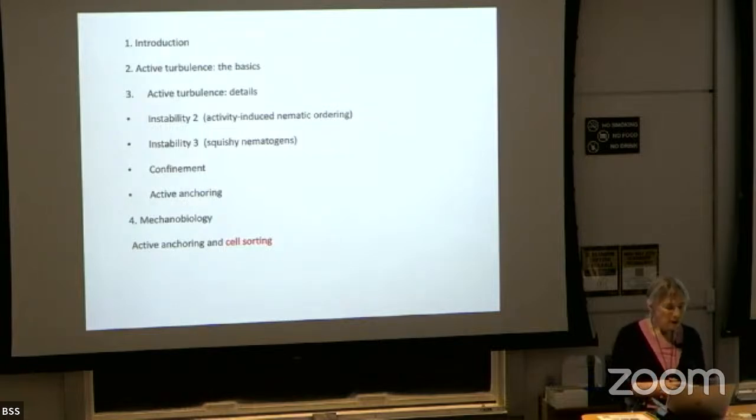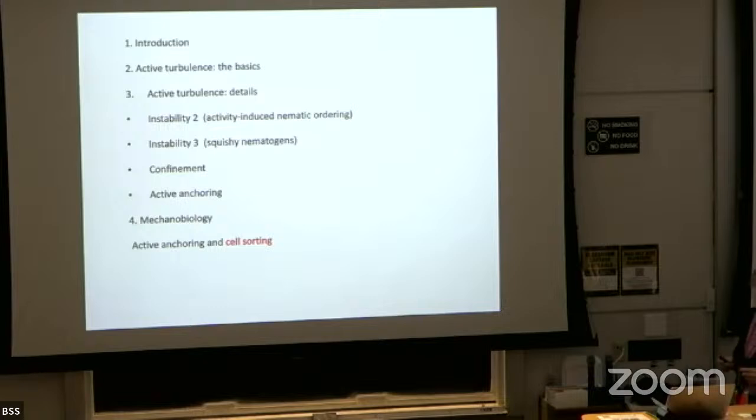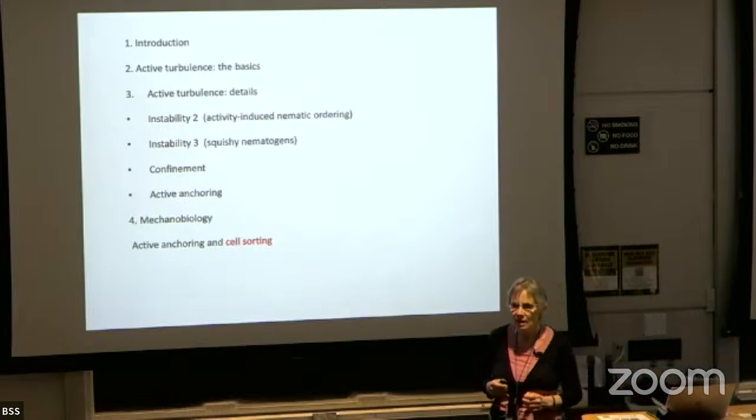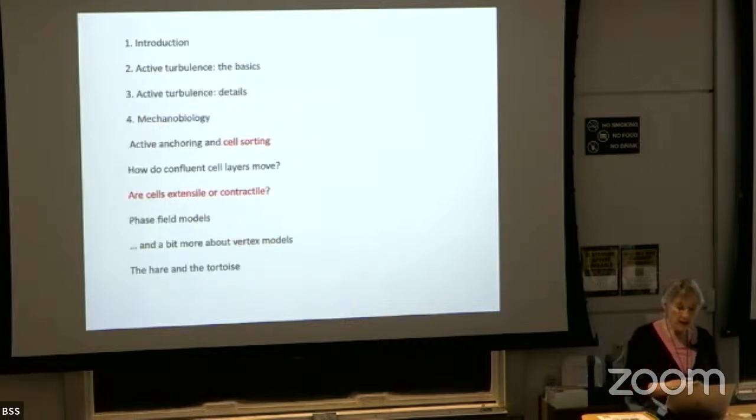Okay. So what I've done up to now is introduce active turbulence to you, and then look at things which are a bit different about different sorts of active turbulence, these slightly less well-known instabilities, what happens in confinement, and the idea of active anchoring. And we started looking at mechanobiology. We looked at active anchoring and then said that this might be responsible for cell sorting in real biological systems. Today, we're going to carry on with this idea of mechanobiology.